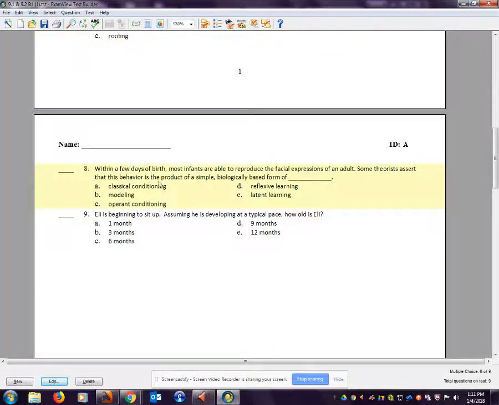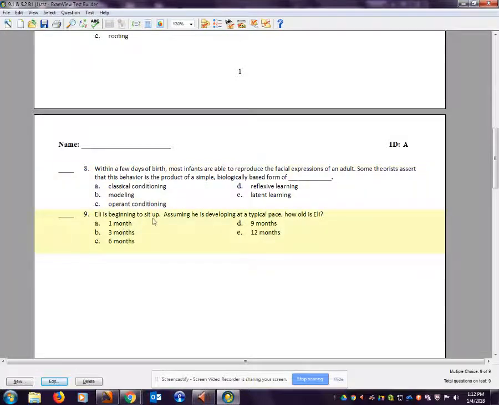All right, number 8. Within a few days of birth, most infants are able to reproduce the facial expressions of an adult. Some theorists assert that this behavior is the product of a simple biologically based form of modeling. So within a week, or maybe even within a few days, newborns can reproduce these kinds of facial expressions. And by the time babies are 9 months, they can reproduce those models even from memory, almost a day later. And that's just kind of a memory there.